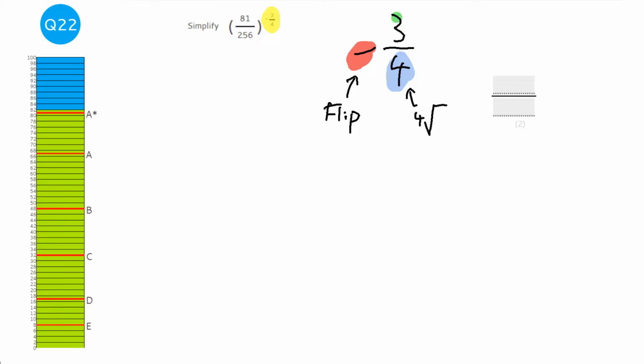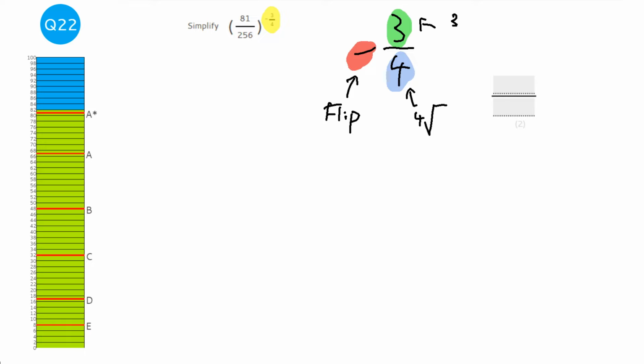And finally, this 3 here is just a normal power, so that will just be to the power of 3. Okay, so we're going to do the negative first on this fraction. Now that means flip. If it's just the number 8, it becomes 1 over 8, because technically the number 8 is the same as 8 over 1.